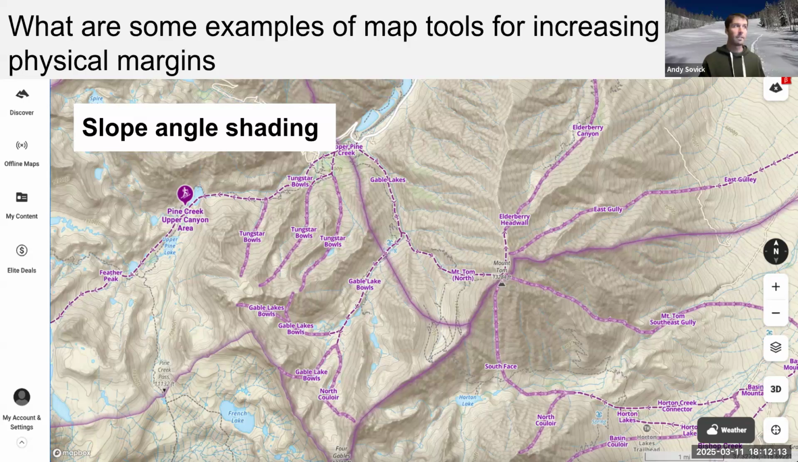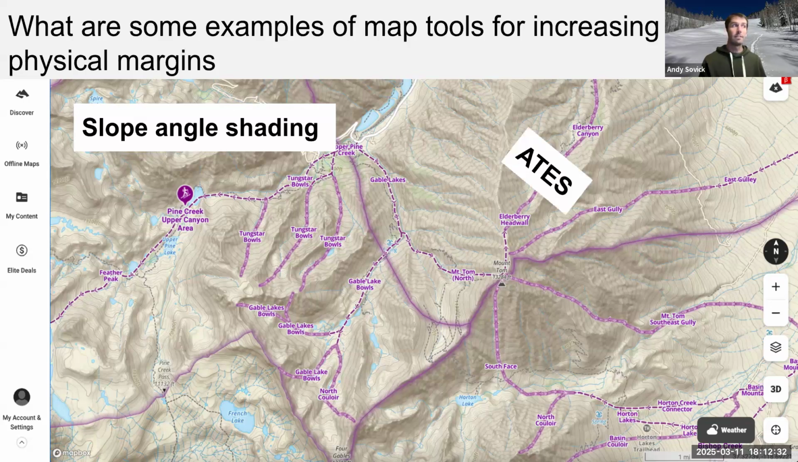It's getting more and more accurate. At onX, we have 1 meter LiDAR resolution in most of our ski terrain, and a lot of other apps have similar slope angle shading, anywhere between 10 meters and 1 meter accuracy.